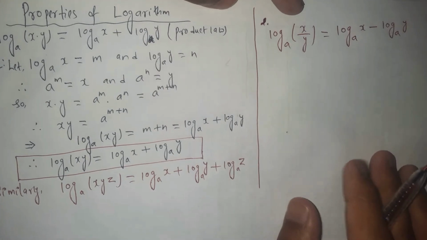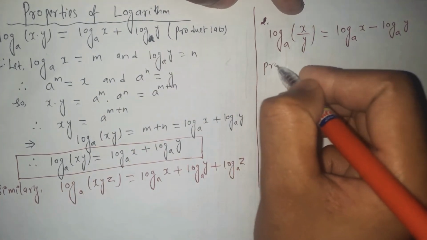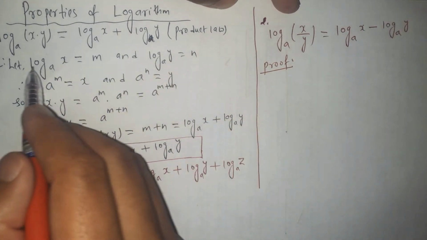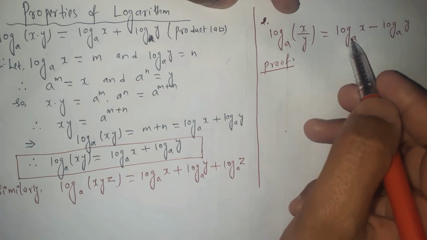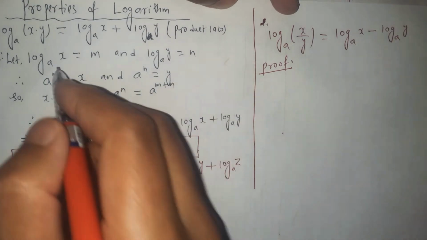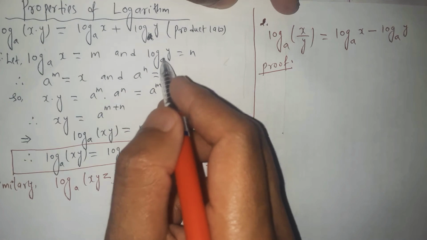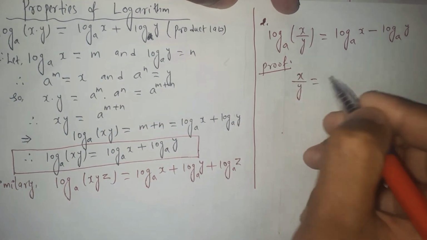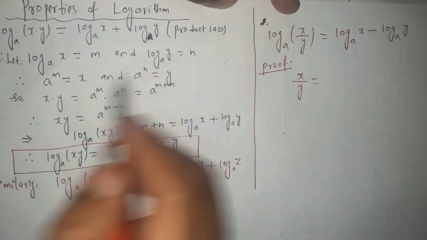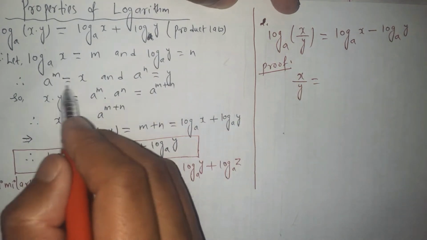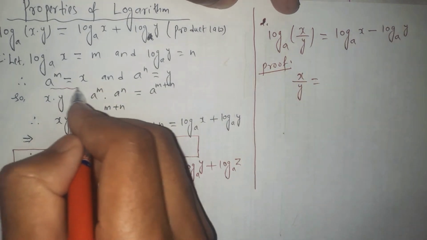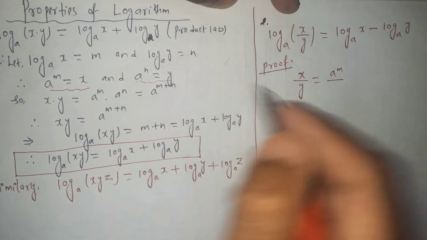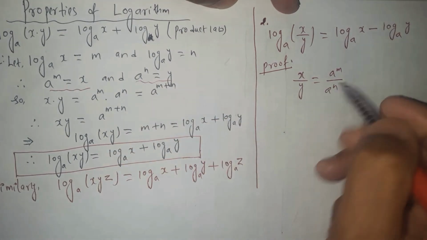We can prove this quotient law by the same method. Here is the proof of this property. Here the method is the same. Let's suppose the log of x with base a is m, and the log of y with base a is n, and then for x over y, the value of x is a raised to the power m, and the value of y is a raised to the power n.